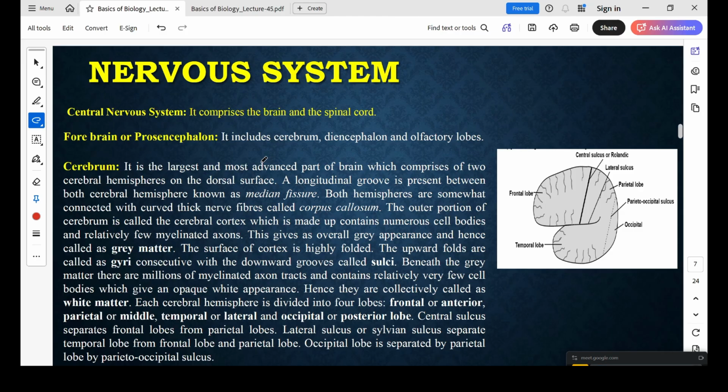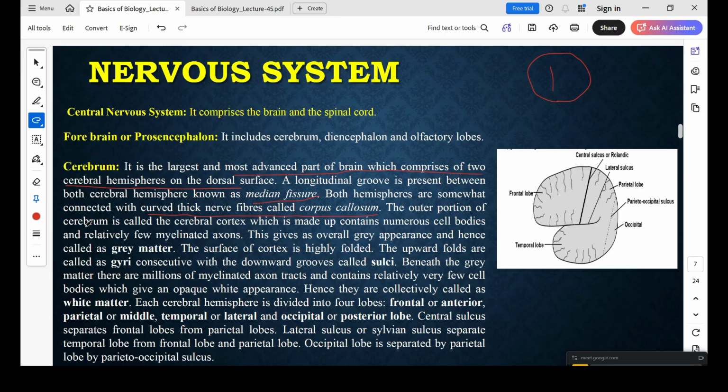The cerebrum is the largest and most advanced part of the brain, which is composed of two cerebral hemispheres, left and right, on the dorsal surface. So there is a groove, a separation between left and right hemispheres, known as the median fissure. These are connected with curved thick nerve fibers, which are known as corpus callosum.